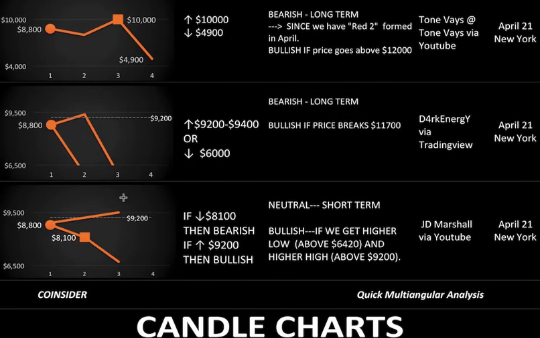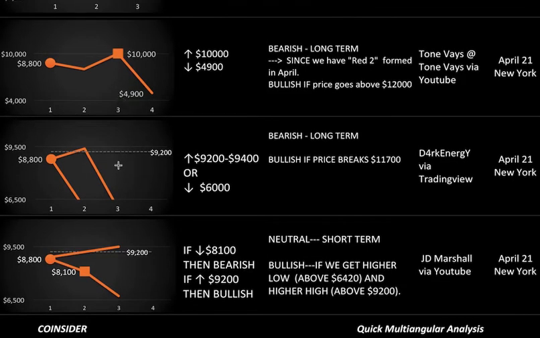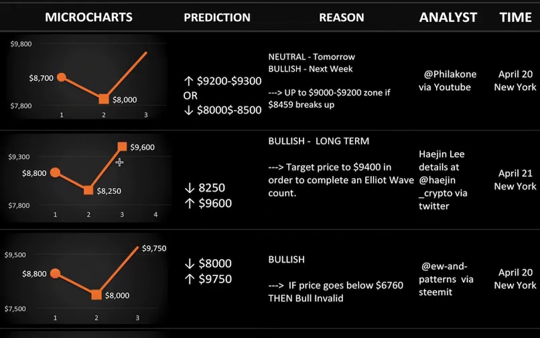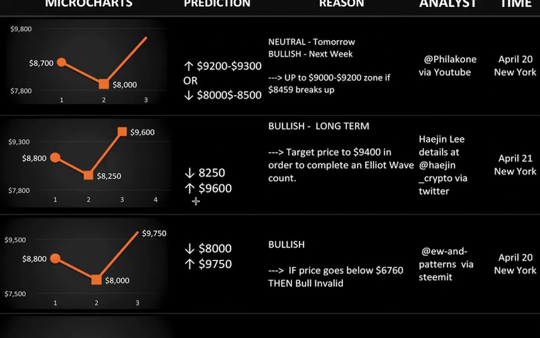And then you have JD Marshall, who believes that two things can happen. If we cross 9,200, then he'll turn more bullish, and if we go below 8,100, he'll be a little bit more bearish, reluctant. So those are the views of the bears. There are slightly different viewpoints among the bears. The bulls have similar viewpoints here.